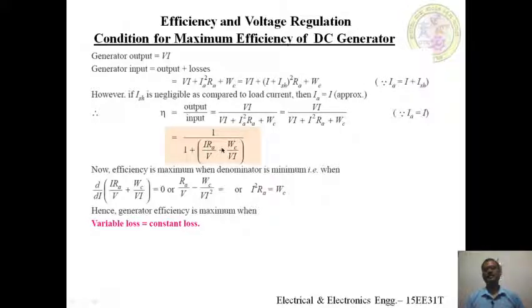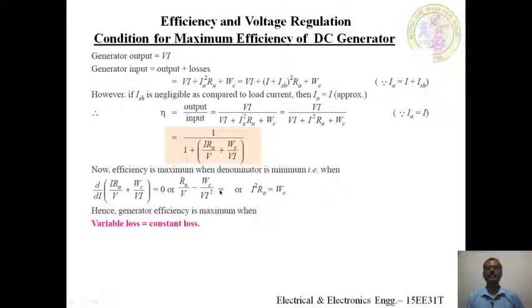To make that equal to 0, we have to differentiate that part with respect to the variable, that is load current I. Differentiating the term I Ra by V plus Wc by V I with respect to I and equating that to 0. Differentiation of I Ra by V is Ra by V, since Ra by V is constant. And differentiation of 1 by I is minus 1 by I square, with Wc and V constant. If you multiply that, you will get Wc by V I square.